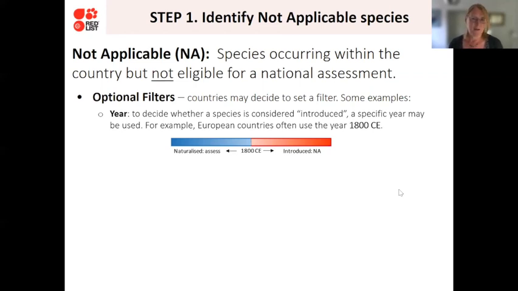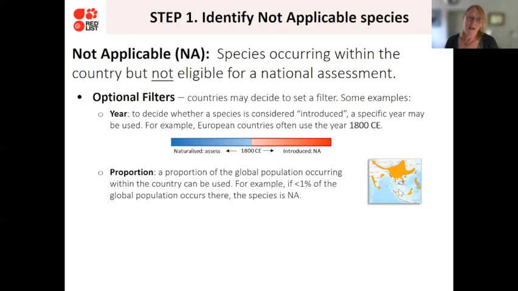Now, many European countries use the year 1800 as a cutoff point. Anything introduced after 1800 would be not applicable because it's introduced too recently. Anything introduced before 1800 is just part of the natural fauna and flora now, so they'll include it in the national red list.